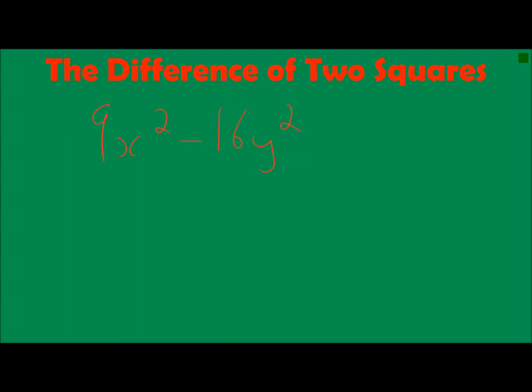Next up, difference of two squares. Difference, one square and a second square. Okay, so we know that we're on the right track immediately. Let's keep going. 9x squared, so we get the square root of 9 first, that's 3. Square root of x squared, that's x, and minus square root of 16 is 4. Square root of y squared is y. We always need to have the same in the second bracket, except in this case it's plus 4y.